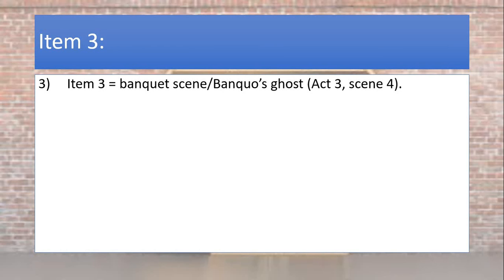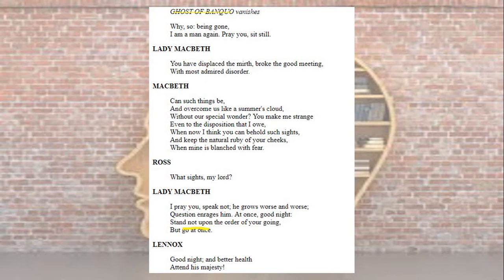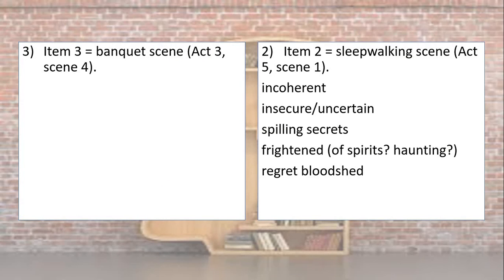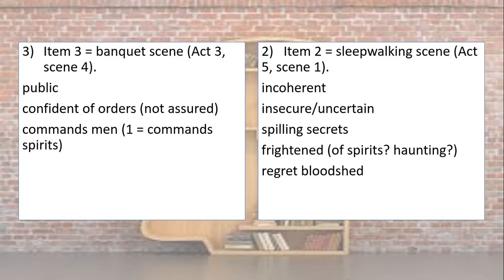Okay, now we're moving to item 3, Banquo's Ghost. And here Macbeth loses all power and Lady Macbeth must take control. So again, I'll think back to my existing items to decide on what is unique about this section. So this section is actually public, whereas the others have been private. She seems confident of her orders, but she's not assured, like in item 1, because she's worried Macbeth will spill the secrets. She commands men here, whereas in item 1 she commands spirits. And here she conceals bloodshed. Okay, so bloodshed arises in all of them, but in different ways.